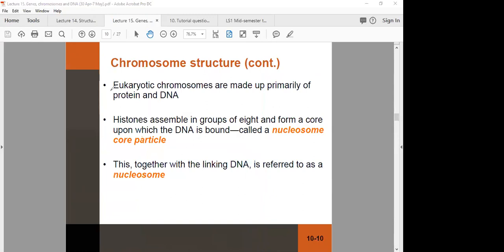Okay, eukaryotic chromosomes are made up primarily of proteins and, of course, DNA. The proteins are called histones. They assemble in groups of 8 and form a core upon which the DNA is wrapped around, and together this is called a nucleosome core particle, or simply a nucleosome. Not particularly important for us, but we'll have a look at that on the next slide.